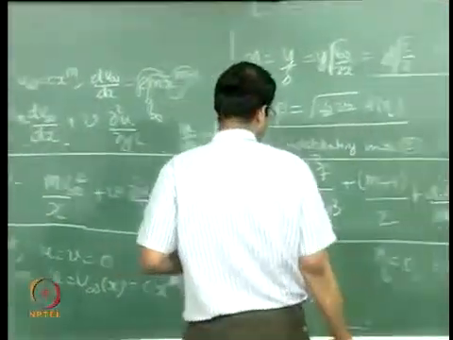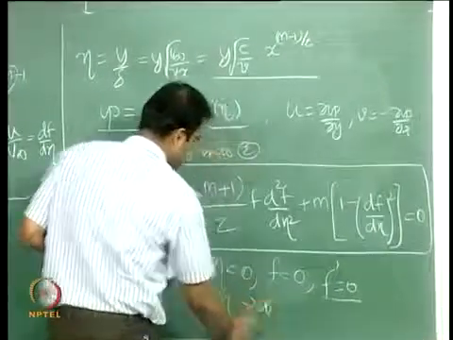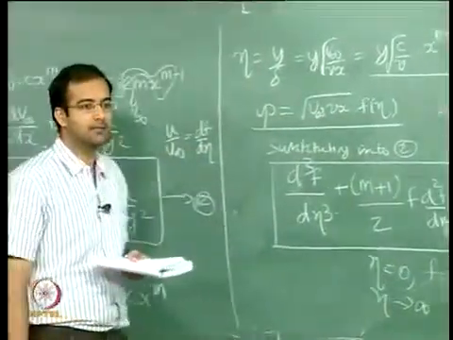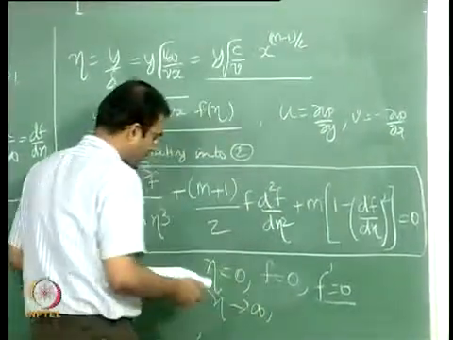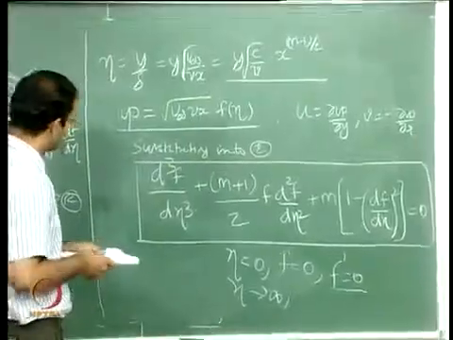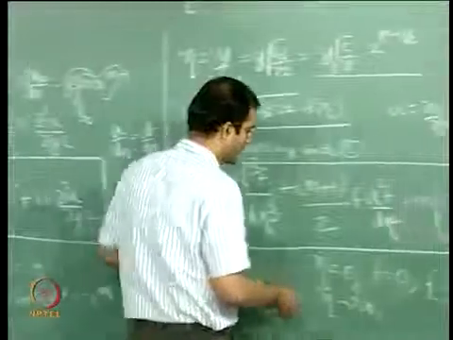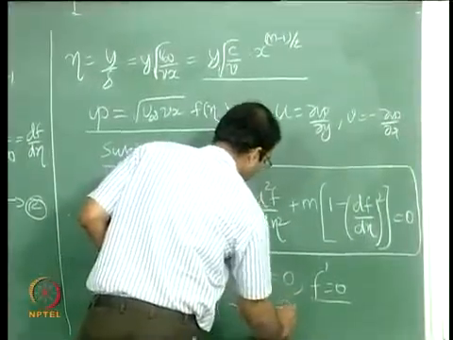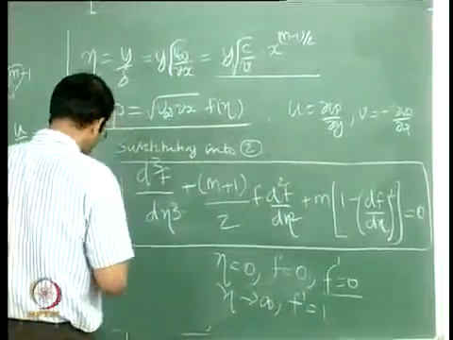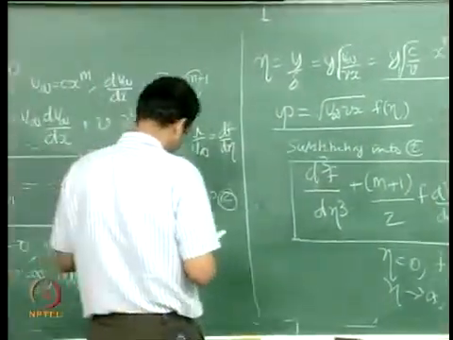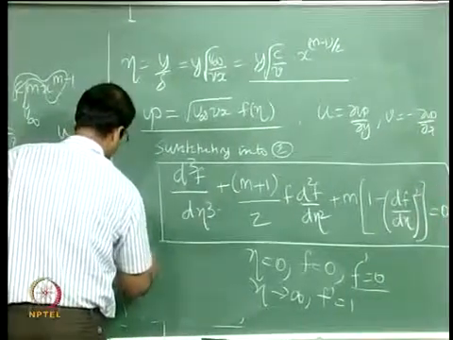And what is the remaining boundary condition? Eta going to infinity, the same thing that we have done for the flat plate. So what is the condition at eta going to infinity? U by u infinity should be 1, or df by d eta, or f prime, should be equal to 1. So this is called the Falkner-Skan similarity solution.